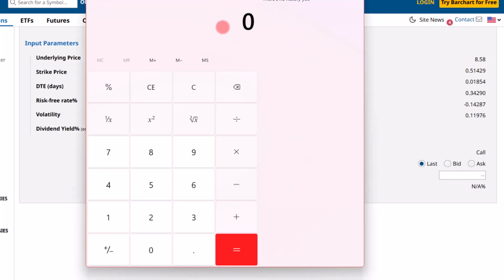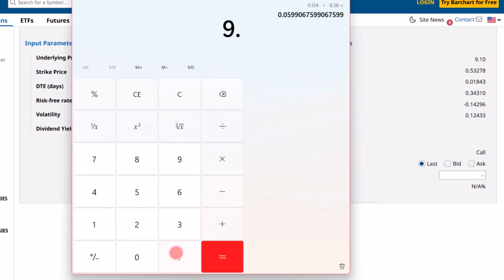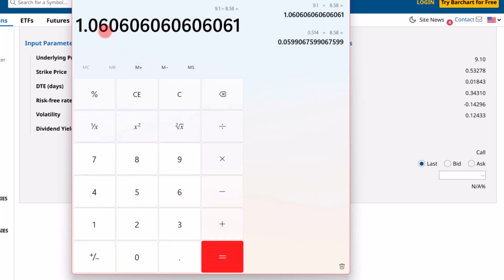So let's bring up a calculator and do it. We'll do 0.51 divided by 8.58, equals, it should increase by about 6%. 0.059, pretty close to 6%. So let's try it. So now let's take $9.10 divided by 8.58, and we get, look at that, 6%, or a multiple of 1.06. It just means that our options price has increased by 6%.